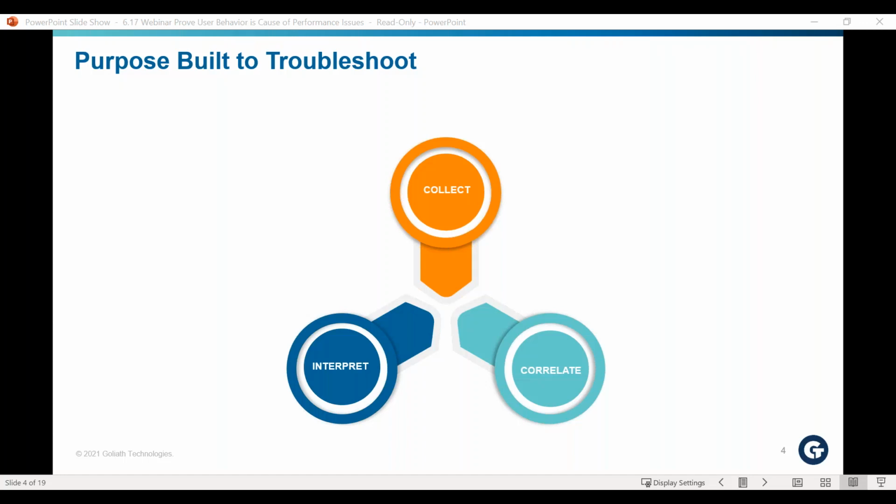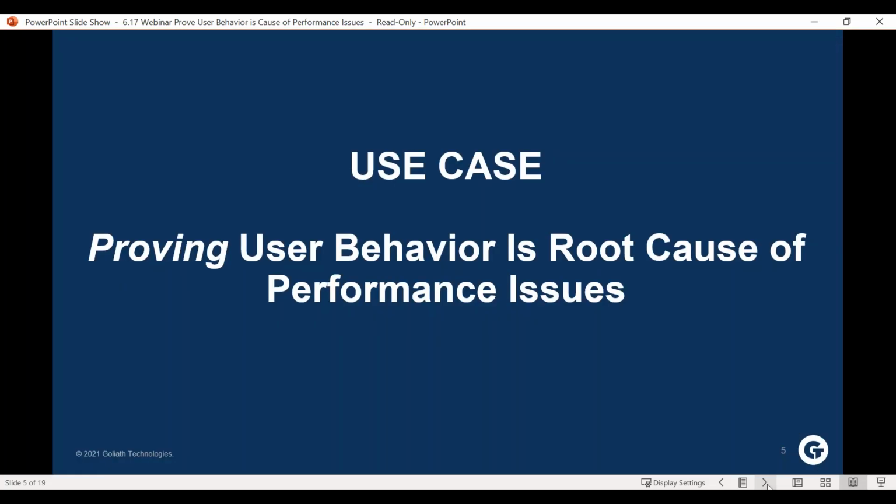We then correlate that data. We have the intelligence built into the product to correlate that data, and then help you interpret the data to reduce the time to troubleshooting and prove where the root cause of the issue is, which is incredibly important, because if you don't do that, it can't be solved. So if you move to the next slide, Avi, we'll move into an actual use case.